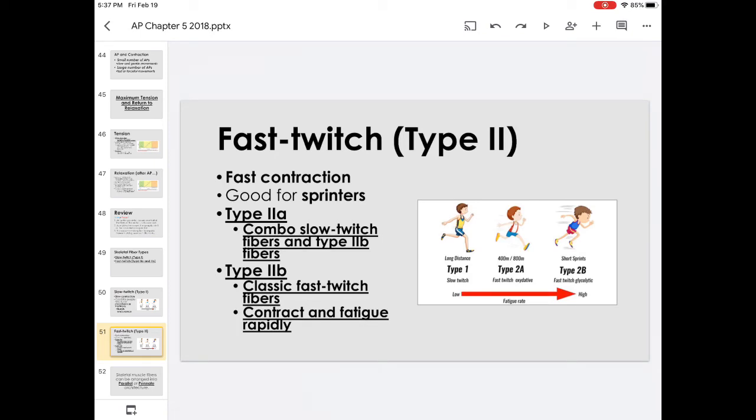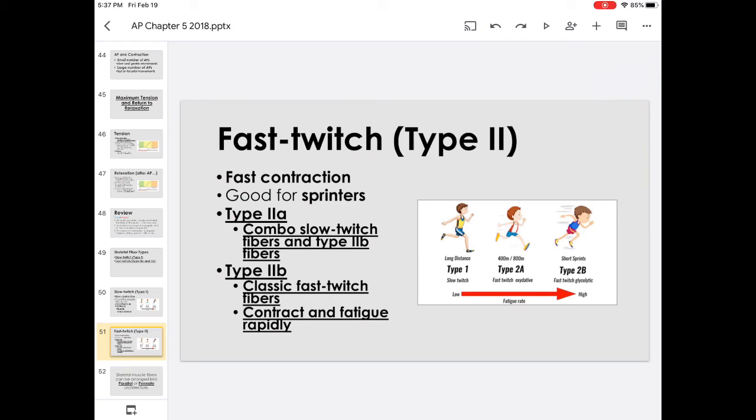So you have a faster amount of contraction. It's going to contract a lot faster than your slow twitch. And there's 2 types of type 2. You have type 2A and type 2B. Fast twitch is really good for sprinters because you need a lot more energy in a shorter amount of time. So when you talk about type 2A, this is going to be your intermediate.